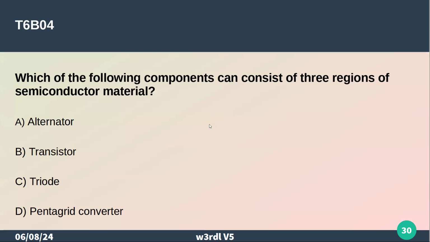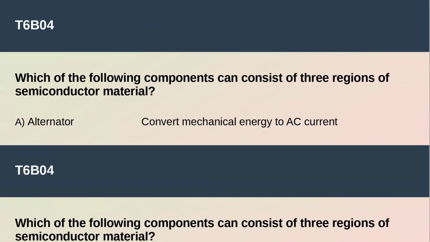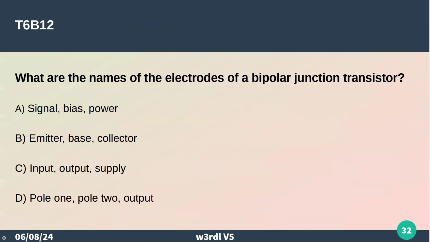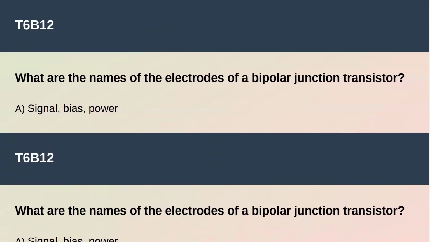So which of the following components can consist of three regions of semiconductor material? What are the names of the electrodes of a bipolar junction transistor? Bravo. Right.